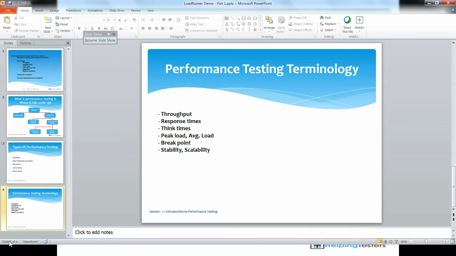The next thing is breakpoint. As we just discussed in the types of performance testing, the breakpoint is where the application is breaking. Then there are stability and scalability. Stability means the application should be available 24 by 7 without any failure, stable throughout the day, and able to handle the peak load, average load and normal load without any issues. That is the stability of the application.